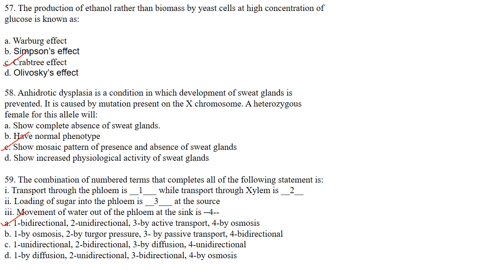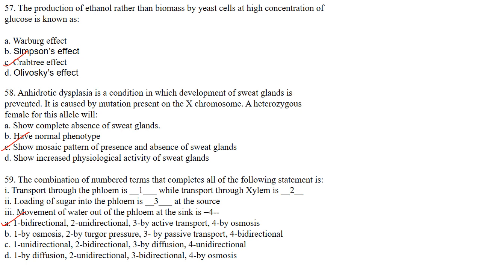It is caused by a mutation present on the X chromosome. A heterozygous female for this allele will have, so she will show mosaic pattern of presence and absence of sweat gland. Answer is option C. Why? Because of the process called lyonization.